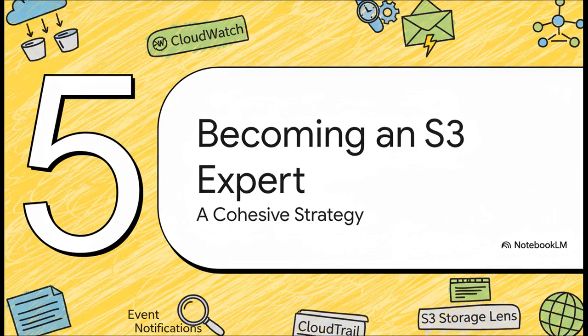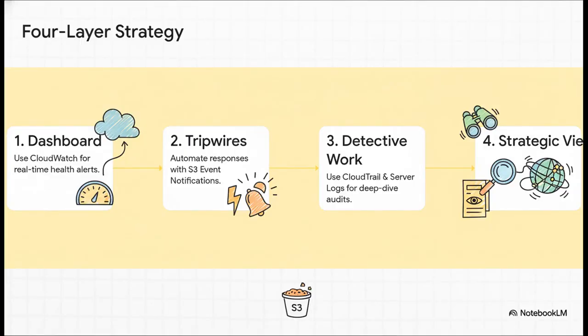So, we've gone through all 4 layers. The big question is, how do you put this all together into one solid strategy? How do you really become an expert at S3 monitoring? Well, it really is this simple. You start with your CloudWatch dashboard for those moment-to-moment health checks. You set up your event notification tripwires to automate responses to things you care about. You have your CloudTrail and server logs ready to go for when you need to do that detective work. And you use Storage Lens for those bigger strategic reviews. Every tool has its purpose, and together they give you complete visibility.